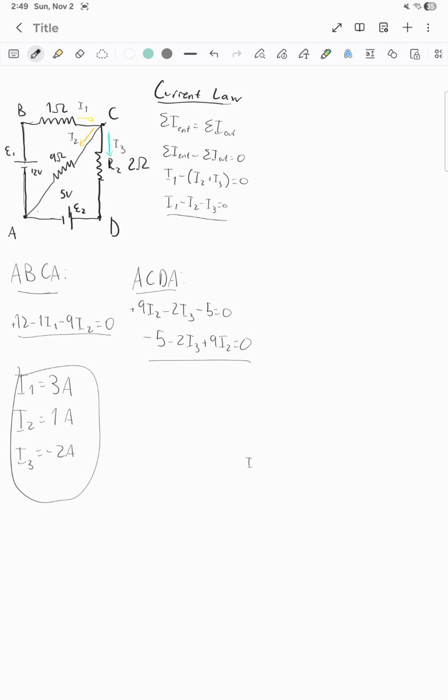That's about it, guys. That's about Kirchhoff's laws and Ohm's law and parallel and series circuits. So that was on electricity.